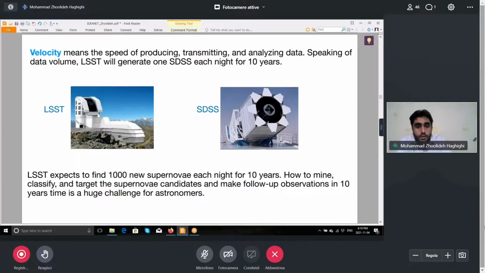And how can you, for example, classify? How can you, for example, analyze, clean, and do data analysis and follow-up observation on this tremendous amount of data? Okay.